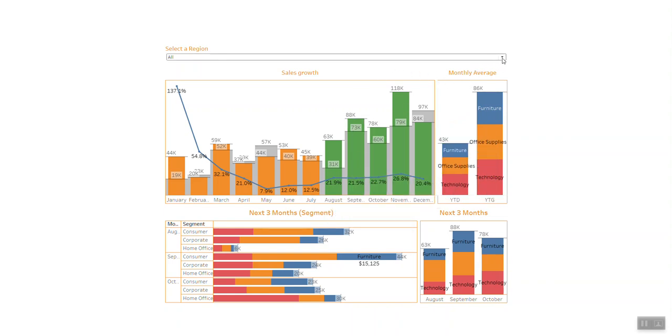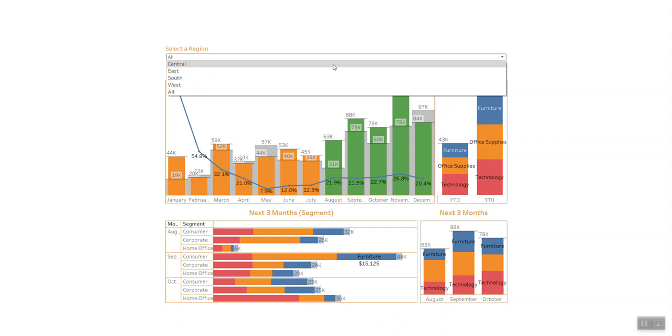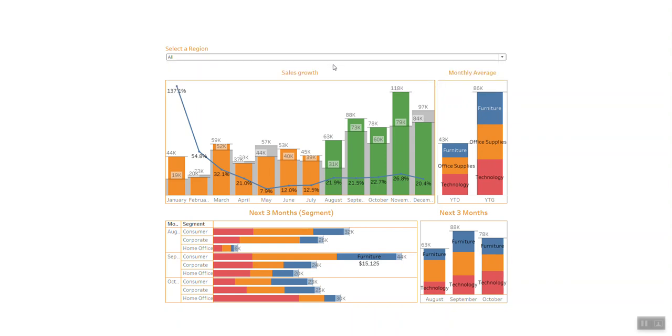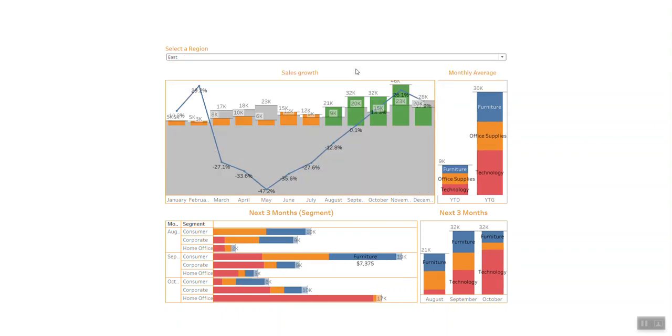If you need to go to the detail, you need to go region by region. I use a parameter to select the region. So you can go to the central and see the performance of the central, similar to the way we reviewed the overall company. Then you can go to the east, where the team performance is very bad in Q2. It goes to 47% negative, and then goes up again to the November peak.